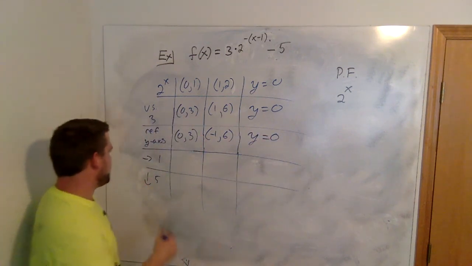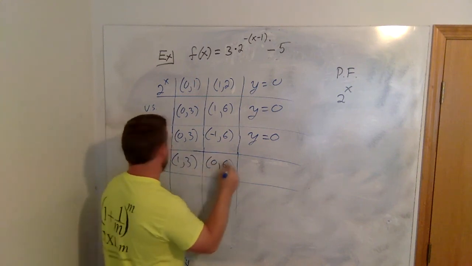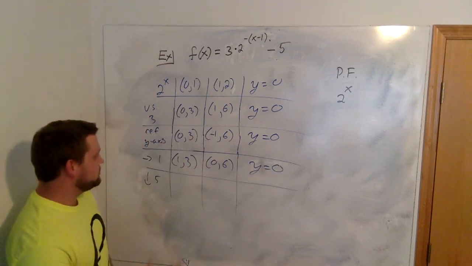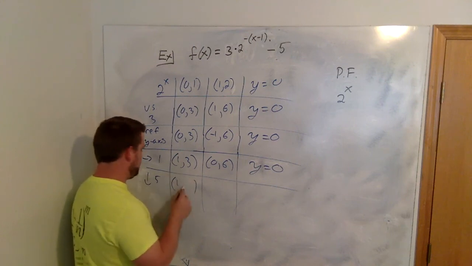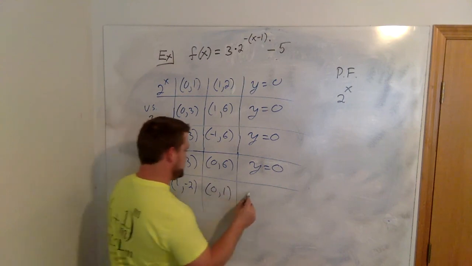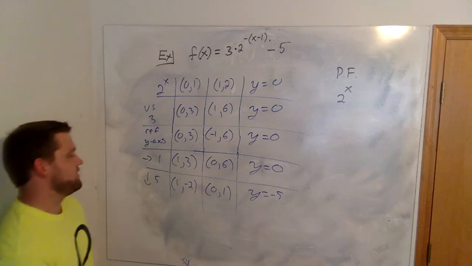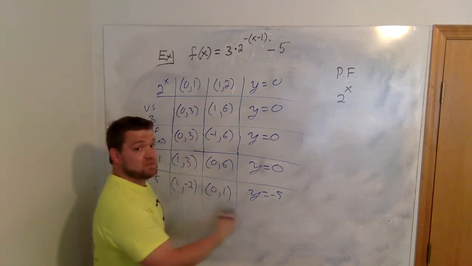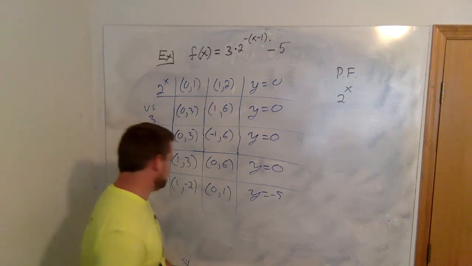We're going to shift it to the right 1 unit, so now we have 1, 3. We'll have 0, 6. And we'll still have y equals 0. And now we're going to shift down 5 units, so we'll subtract 5 from our y value, so we'll get a 1 and a -2. We'll get a 0 and a 1, and we'll have y equal to -5 when I shift that horizontal asymptote down 5 units. So now we just have a different set of points to plot, but the graph should be the same as the one we did the first way we did this problem.